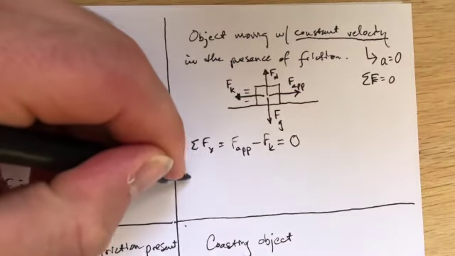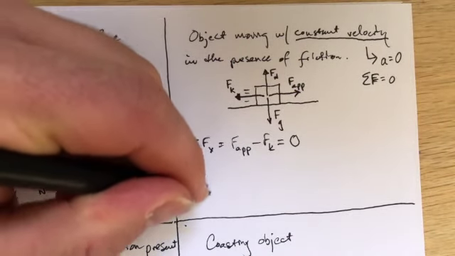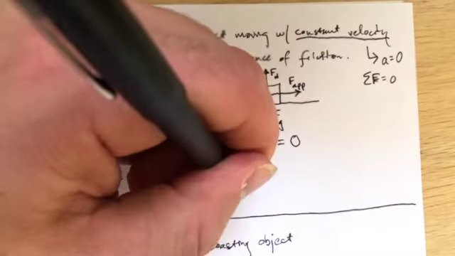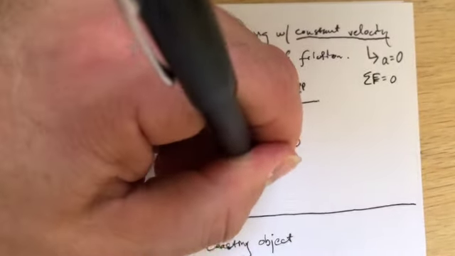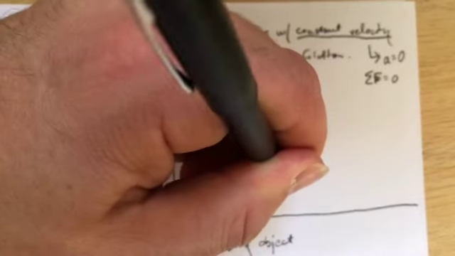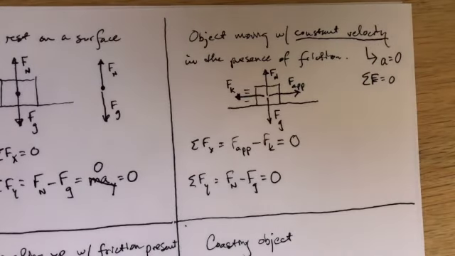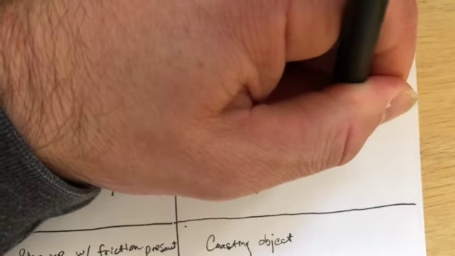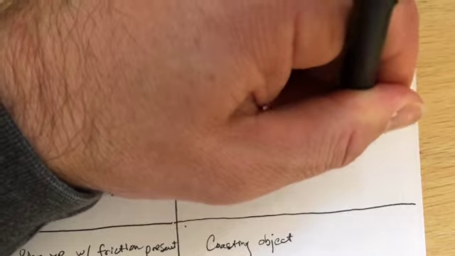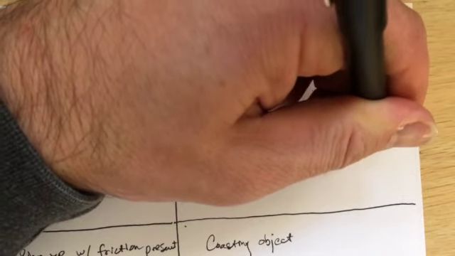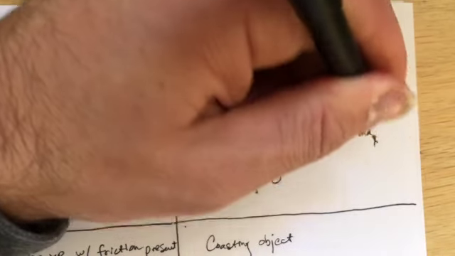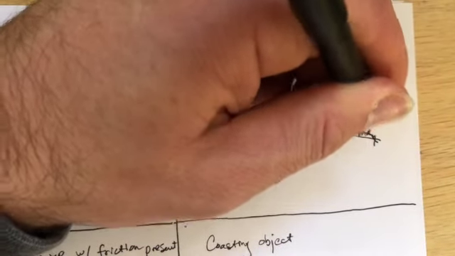In the y direction, we have the same thing we had over here. F sub n minus F sub g equals 0. All right, there is no acceleration, therefore there are no net forces. Again, I could, if I wanted to, set the sum of F sub x equal to m a sub x, knowing that this is going to be 0, right?